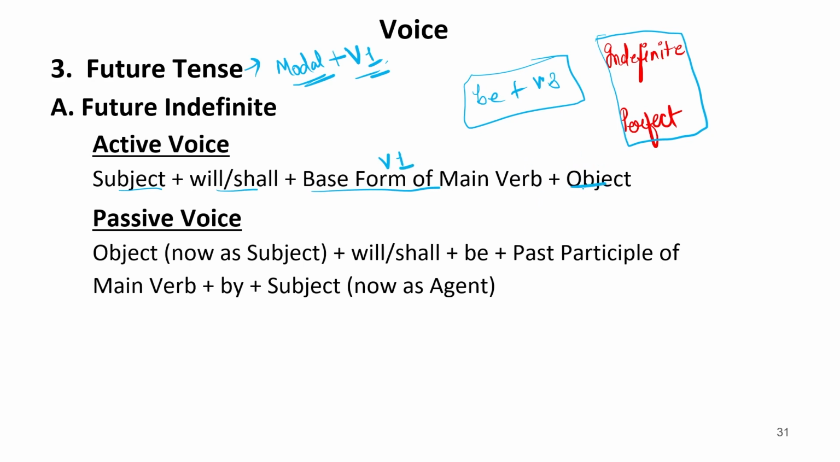Now if we make it passive, so object will come on the subject place. Then we'll have object now as subject. Then we have will and shall, that is modal. So we use will and shall in case of active voice as well. Then we have be, because after modal we need verb first form, but the passive requirement is that main verb should be in third form. Therefore, we will write be over here in first form and the main verb will be in past participle form. So past participle or the third form of main verb, that is verb third form. And then we have subject now as an agent. It means subject on the object place. Now let us see some sentences.